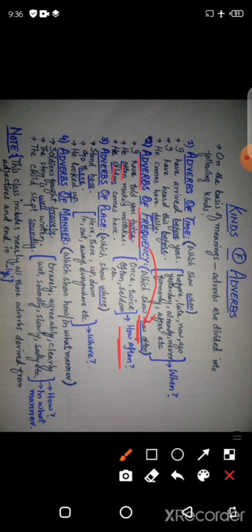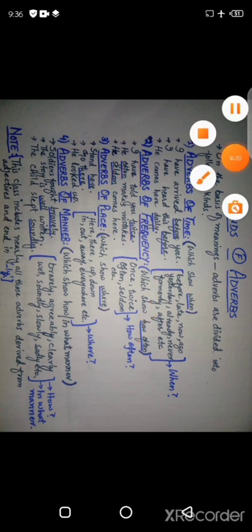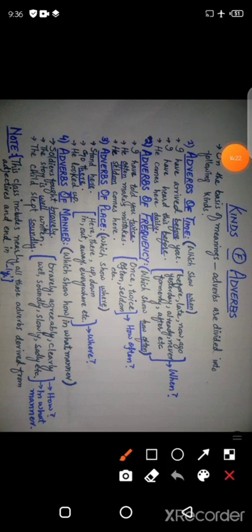He seldom comes here. So how often? Seldom. Seldom means never, very rarely. So this is how we can ask the question how often to know if there is any adverb of frequency in the sentence. And the third kind that we are going to discuss is adverbs of place.